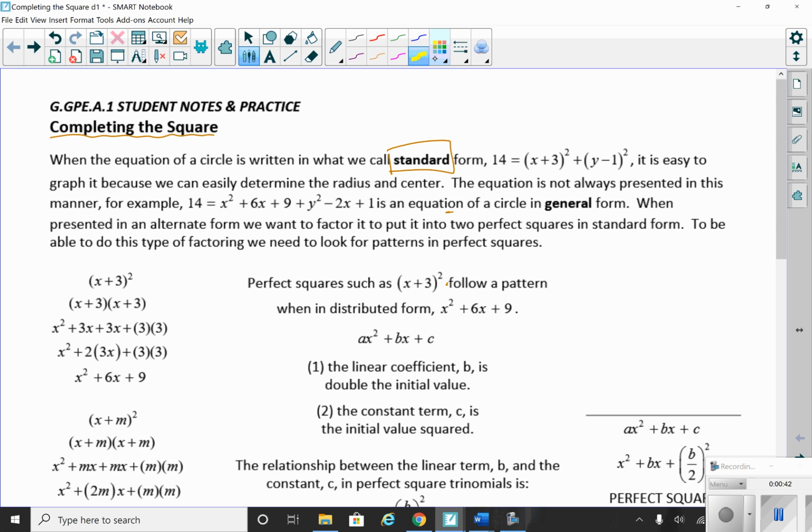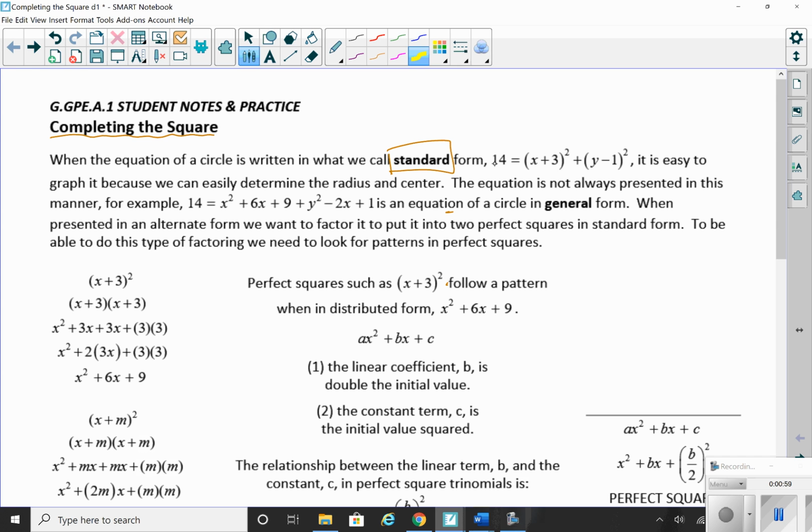So like when I look at this equation right here, that's the equation of a circle, I know that the center is -3, +1, and I know that my radius is the square root of 14. So we know that because it's in that standard form of the equation of a circle.